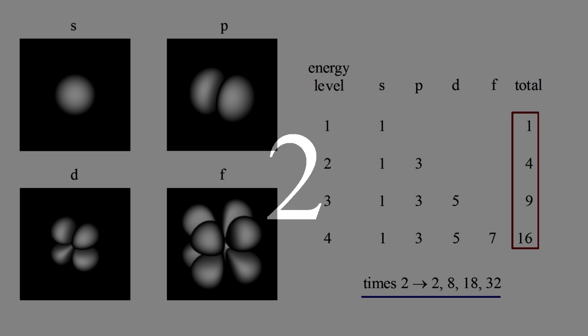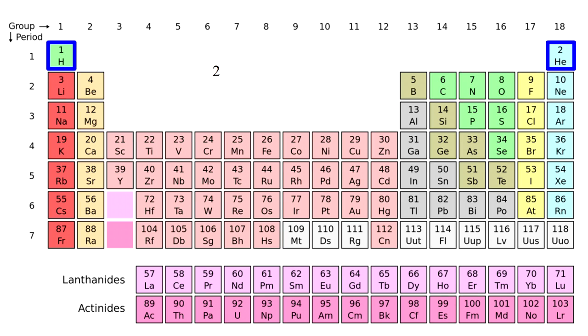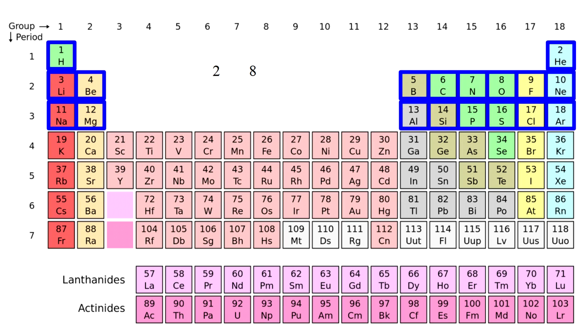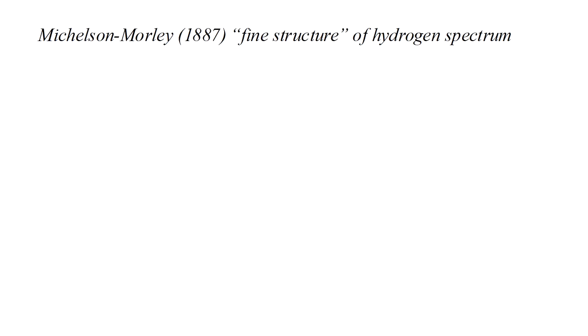In many ways, this video is about the number 2, how it crops up in atomic behavior, and the seemingly impossible explanation for this. We've already seen in video 6 that the number of hydrogen orbitals per energy level, 1, 4, 9, and 16, when multiplied by 2, gives a sequence of numbers corresponding to the periods of the periodic table: 2, 8, 18, and 32.